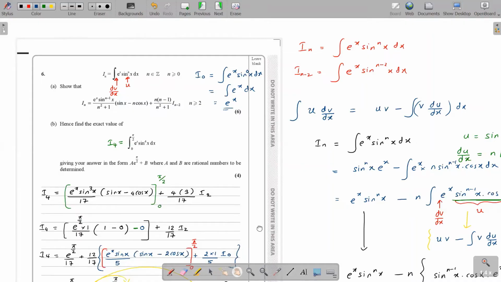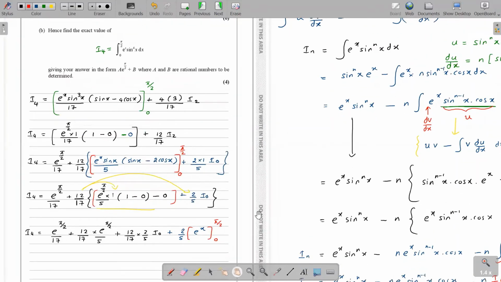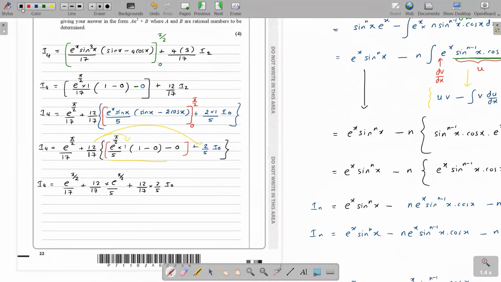Okay, so we'll input the value here. Plus 2 over 5 I naught integration is e^x, but you need to make sure to remember to put the limits. What are your limits? 0 to pi over 2. I naught is e^x. Sorry, so this part I should erase and write the I naught value down, right? Yeah. And this part is not there. Yeah, we need to put the I naught value in the next step.